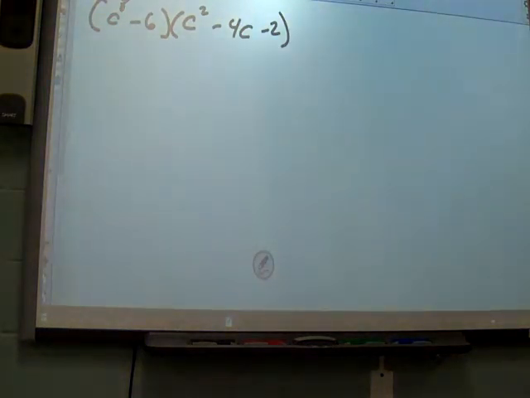I'm just going to distribute the c to the 8th to everything in the trinomial, and then distribute the -6 to everything in the trinomial. Now you got to remember here, when you multiply, these powers get added. So that c to the 8th times c squared is a c to the 10th. 8 plus 2. C to the 8th times -4c would be -4c to the 9th. And then c to the 8th times -2 would be -2c to the 8th.